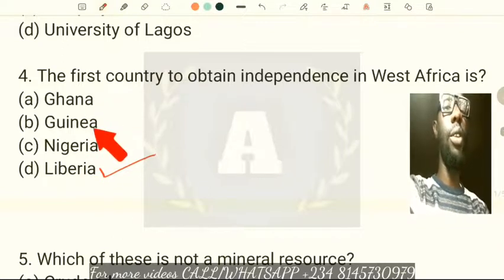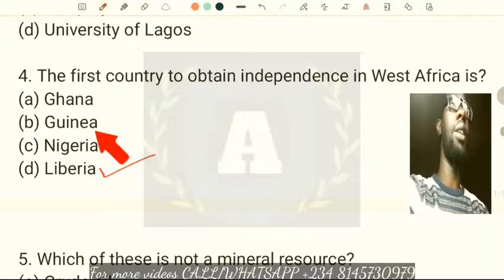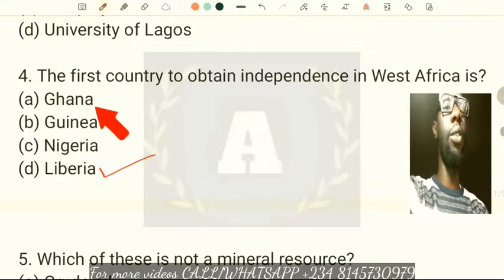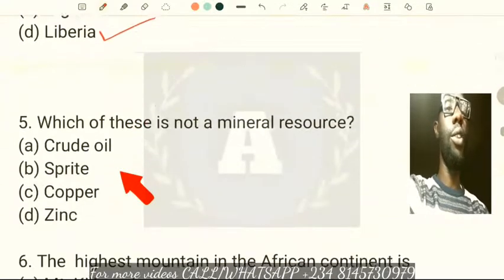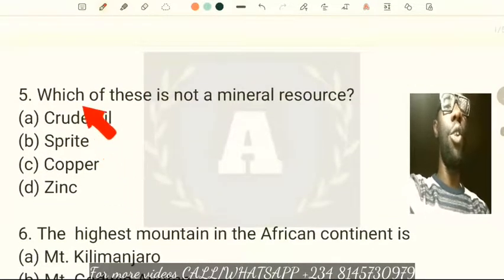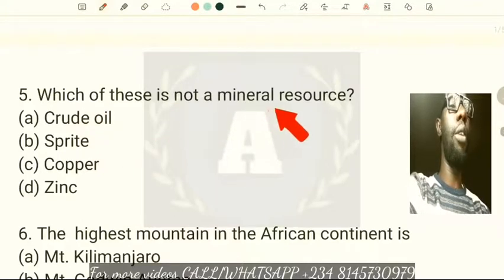All right. So Guinea got its own independence in 1958. Ghana got his in 1957. Nigeria got ours in 1960. Then Liberia is around 1847. All right. So now the next question here says, which of these is not a mineral resource?